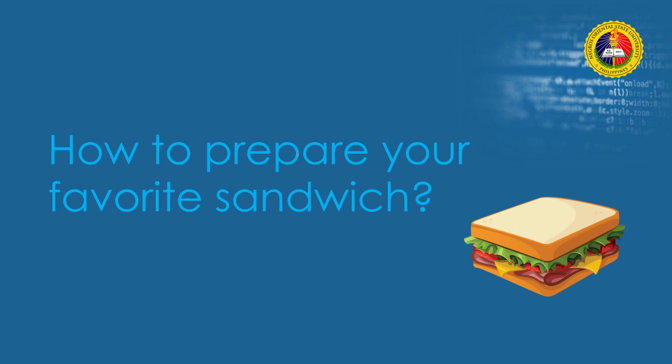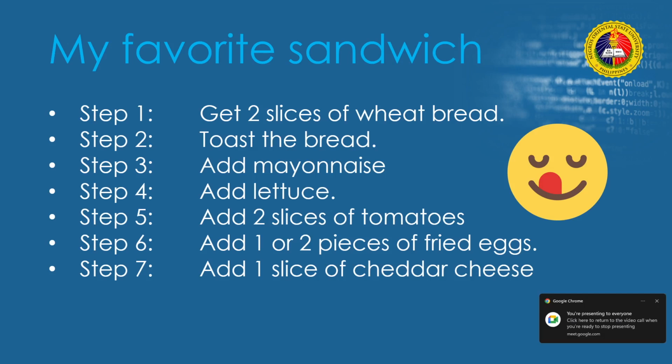This is one of the daily activities. Maybe not daily for everybody, but something related to a daily activity. And here is how I'm going to prepare mine. Step 1 is get 2 slices of wheat bread. Step 2, toast the bread. Step 3, add mayonnaise. Step 4, add lettuce. Step 5, add 2 slices of tomatoes. Step 6, add 1 or 2 pieces of fried eggs. Step 7, add 1 slice of cheddar cheese. And that's it.